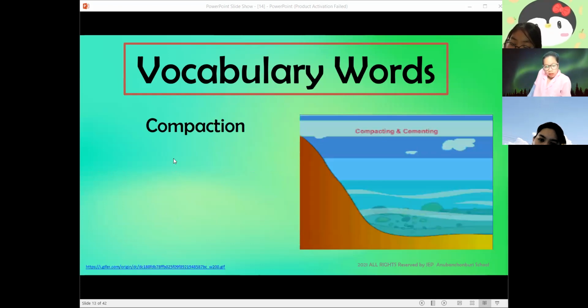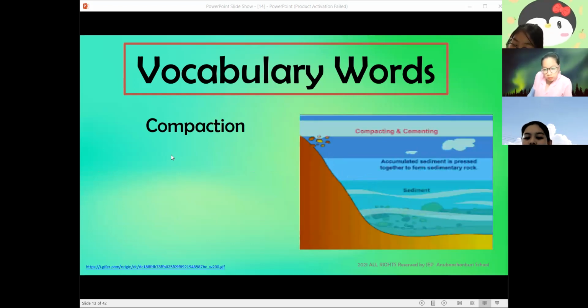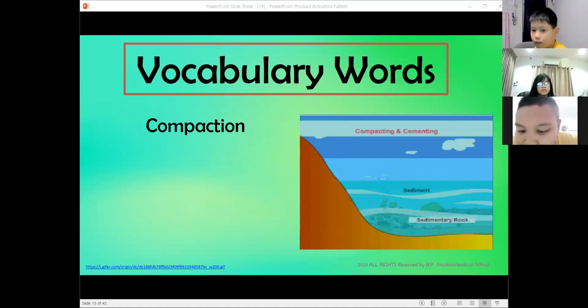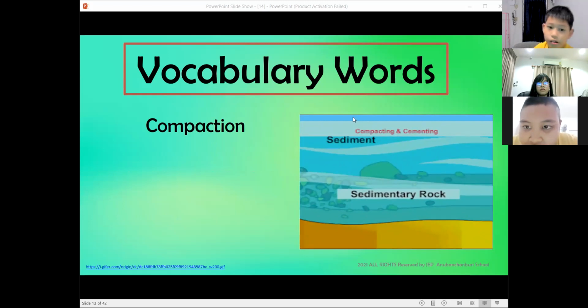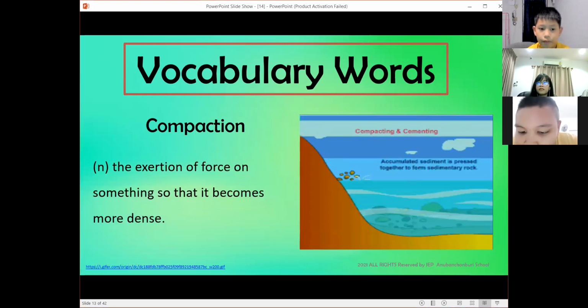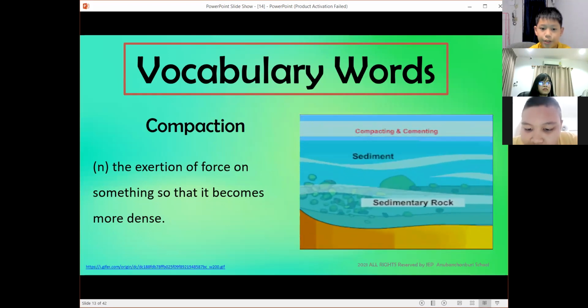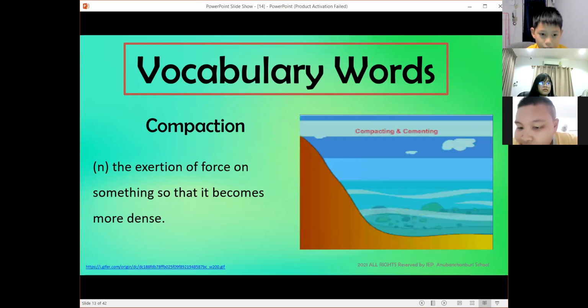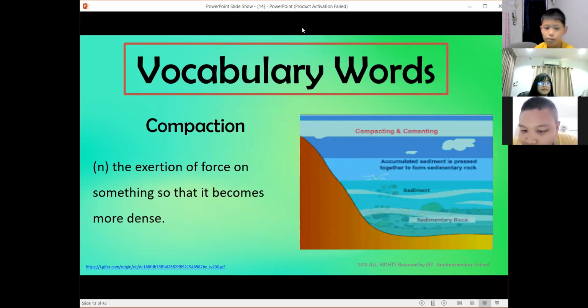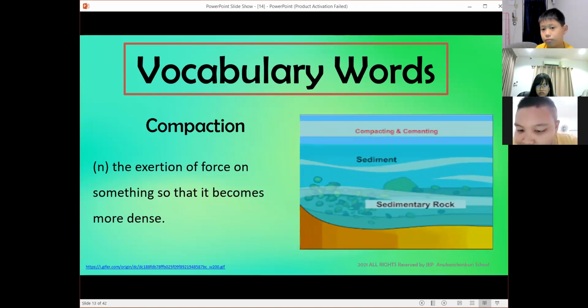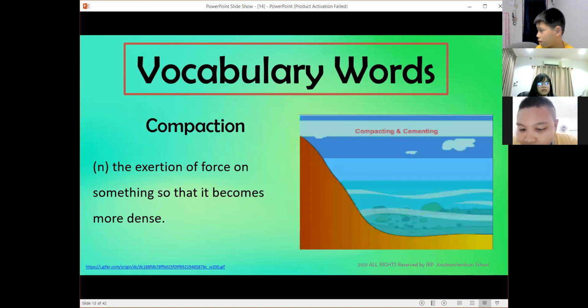They have erosion. The next word here is compaction. Parinia, may I request you to please read the definition of compaction? The exertion of force on something so that it becomes more dense. Okay, look at this. I will stop sharing. Look at the sedimentary rocks right there. When this happens, these sediments will be covered by other sediments. Of course, what will happen? What will happen to the sediments that are underneath?